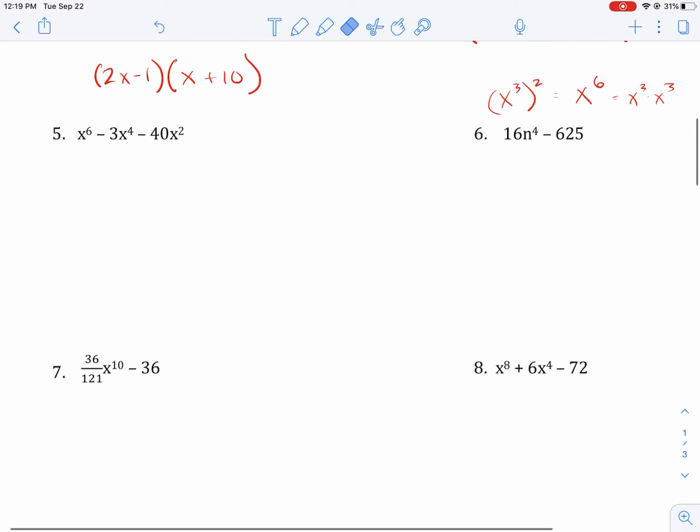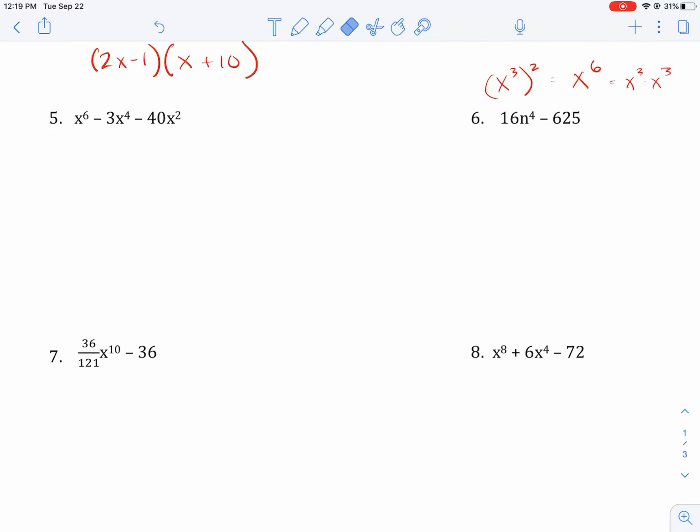Let's go to number 5. All right, we have x to the 6th minus 3x to the 4th minus 40x. Okay, so we're going to take out a GCF, x squared, so that leaves me x to the 4th minus 3x squared minus 40. Okay, notice this is still double. This degree is double the other, so we're good here. We know that this is a factorable problem. All right, what you want to make sure is that this number is double that middle degree here, okay? So because it is, we know it's factorable.